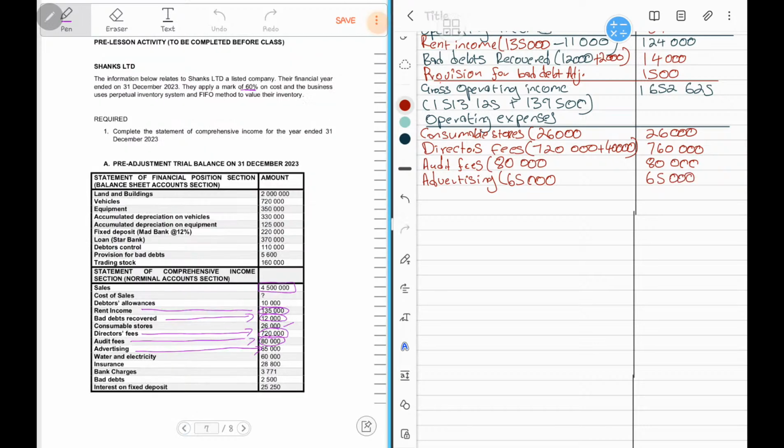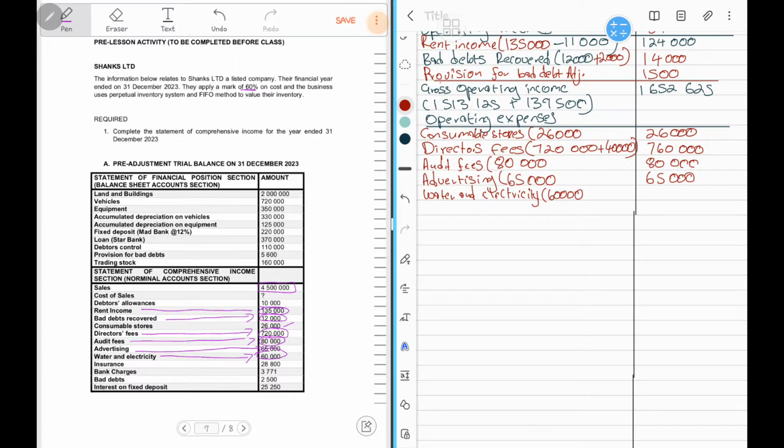Okay, then the next expense will be water and electricity. Currently it's 60,000, so we're going to say water and electricity. Then the first step will be to open the bracket. Then the second step will be to plug the amount. So how much are we going to plug? We are going to plug 60,000. So we're going to say 60,000.